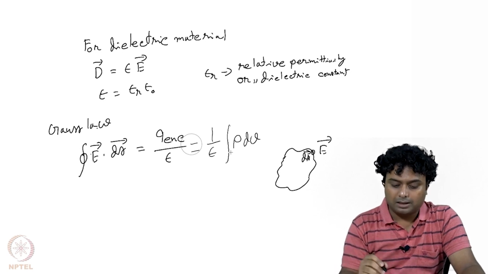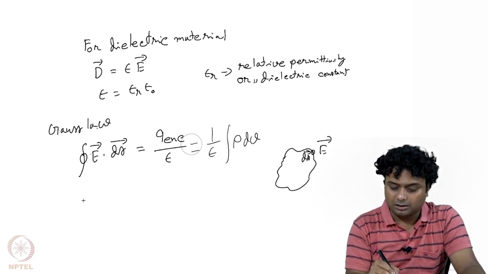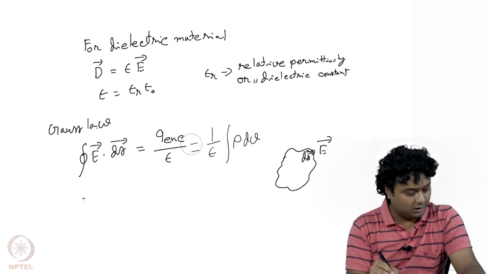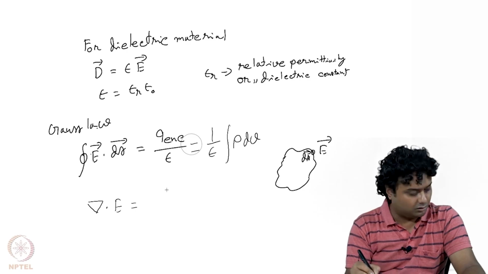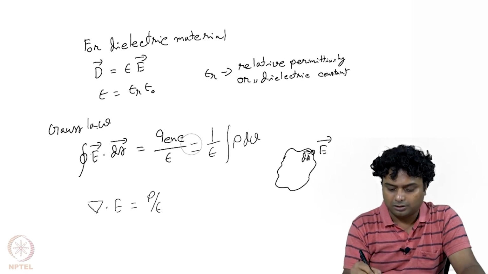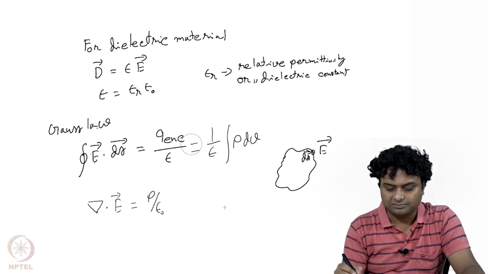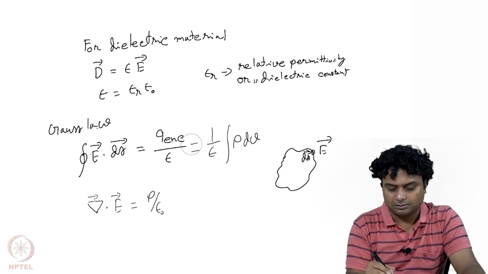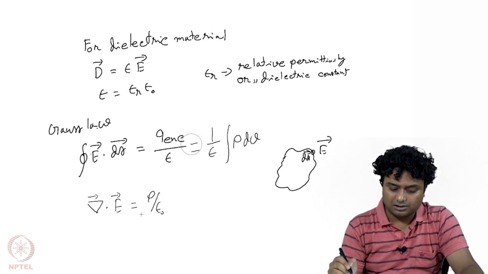Okay. And another thing is, from vector calculus we can write this formula in another expression, and that is divergence of E is equal to rho by epsilon naught for free space. So this also comes from electrostatics or vector calculus.